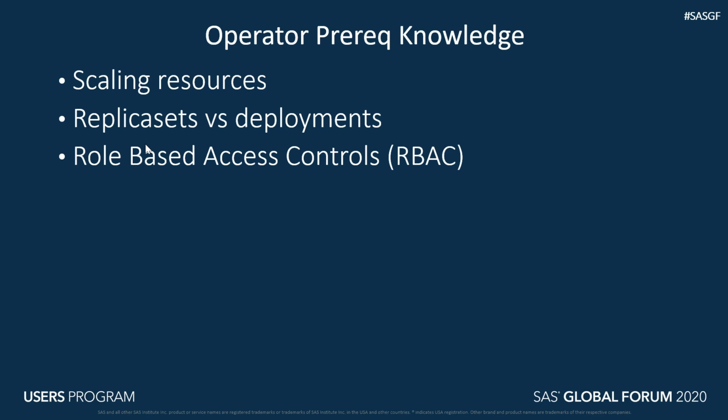All right, now we'll move into talking about Kubernetes operators, and a little bit about some things we need to understand up front as prerequisite knowledge. In particular, we'll talk about scaling resources in Kubernetes, replica sets versus deployments, and role-based access controls, the kind of permissions we need around Kubernetes and how we manage that.